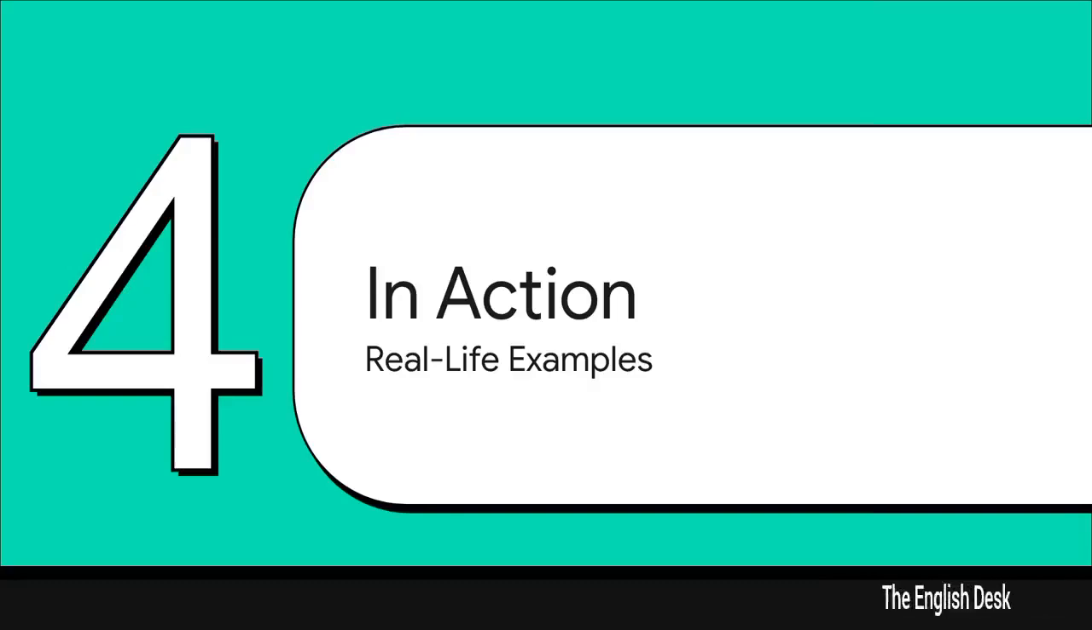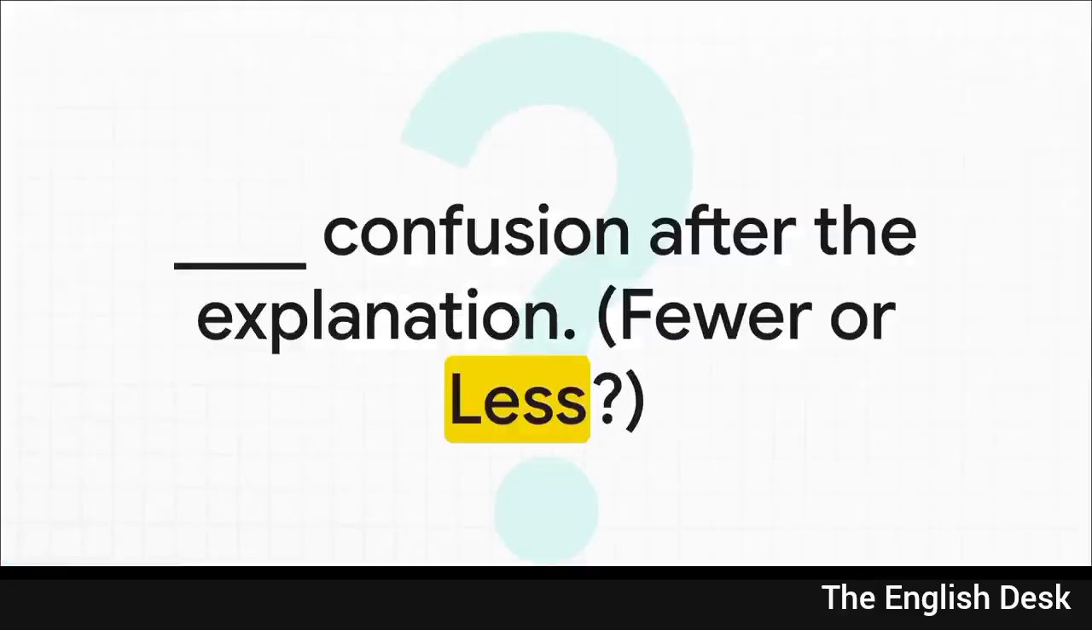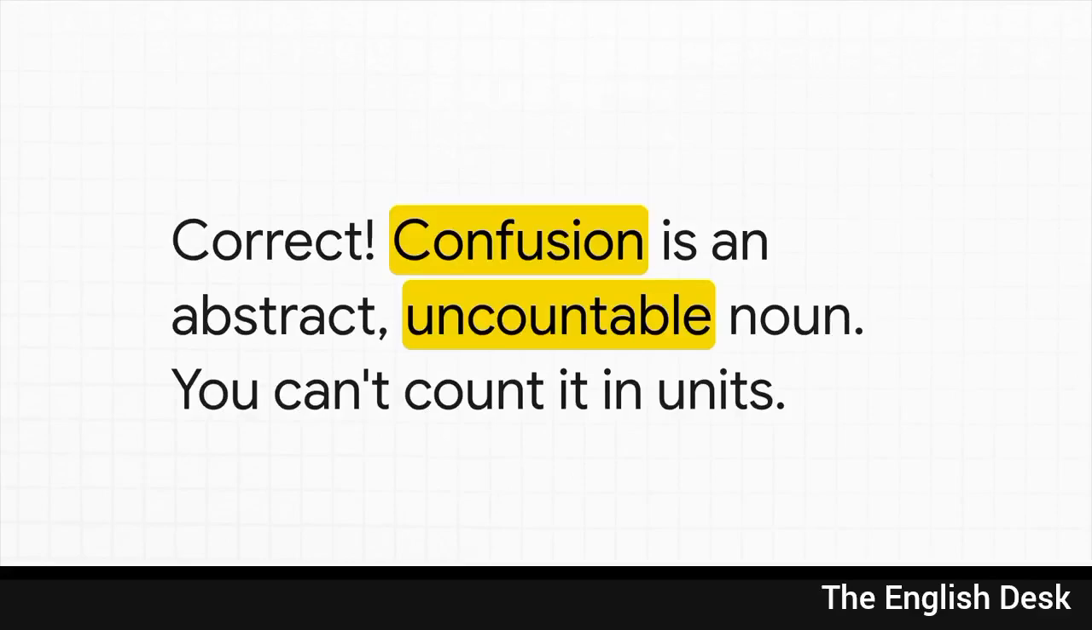All right, theory is great, but let's put this new tool to the test with a couple of real-world examples. Let's see if you can get the answer before I reveal it. First one up. There was few confusion after the explanation. So what do you think? Fewer or less? Just run the test. Can you have two confusions? That's right. It's less confusion. Confusion is just an abstract idea, a feeling. You can't really have 5 confusions sitting on a table, so it's uncountable.